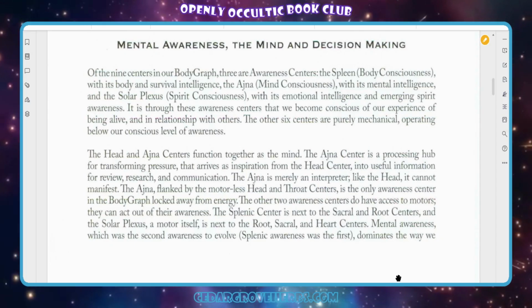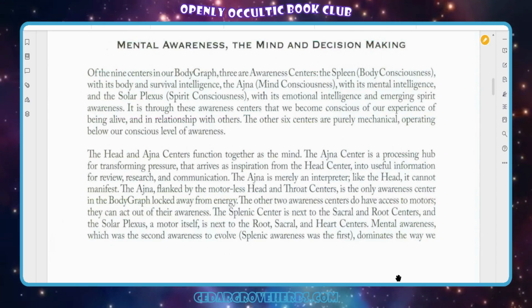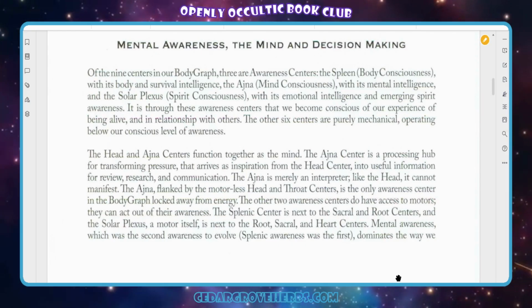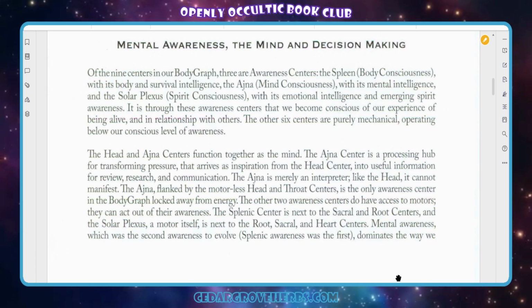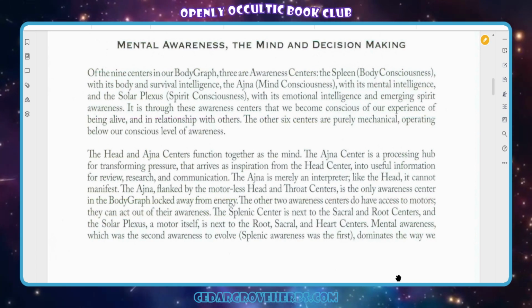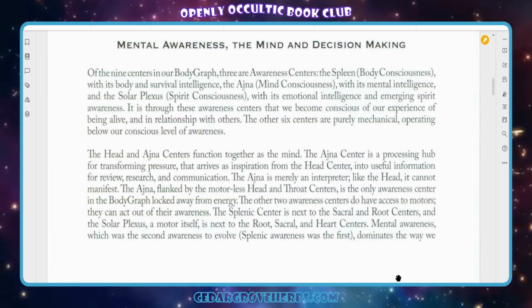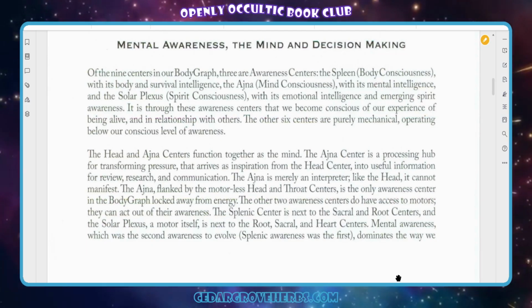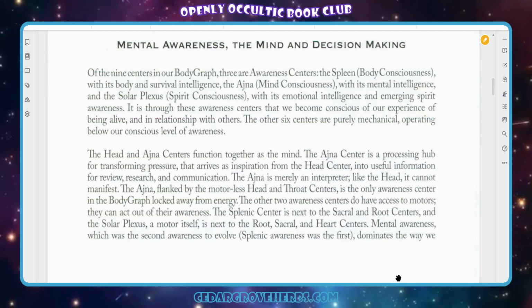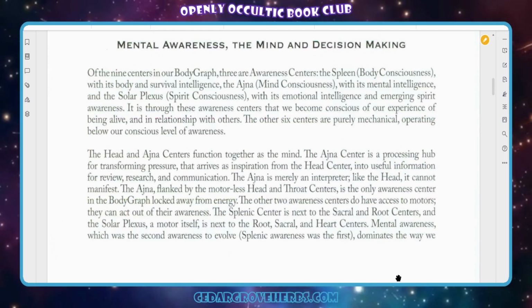The head and Ajna centers function together as the mind. The Ajna center is a processing hub for transforming pressure that arrives as inspiration from the head center into useful information for review, research, and communication. The Ajna is merely an interpreter. Like the head, it cannot manifest.